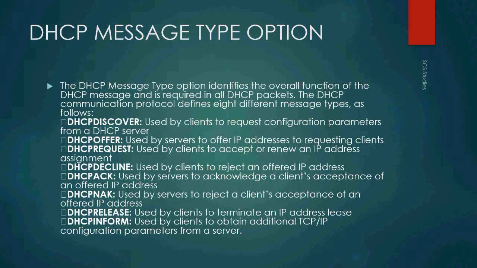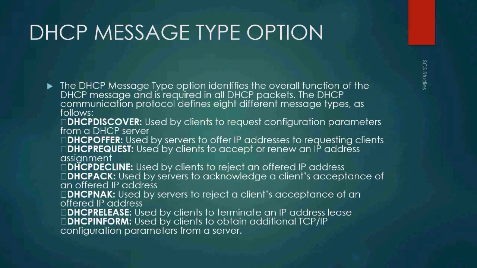How can it identify the DHCP server? It can identify the DHCP server based on the network, in which VLAN you are connected, and whether any DHCP server is available or not. If there is any DHCP server available, then the first process is Discover. That means the client requests its configuration parameters from a DHCP server.